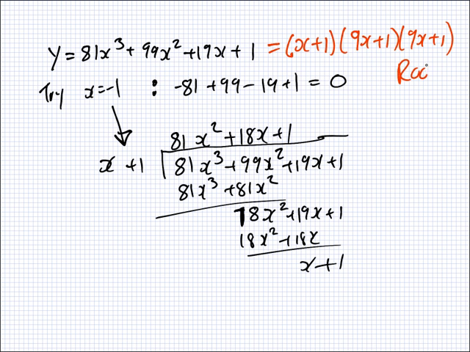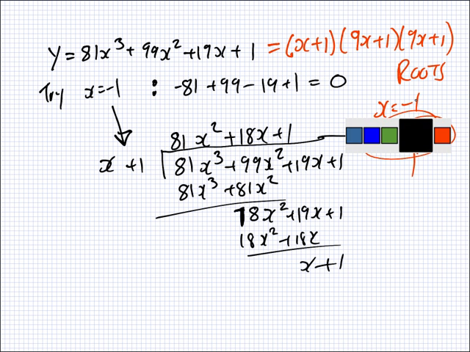Which means the roots are minus 1 or minus 1 over 9. And this one here is what's called a repeated root. You have it twice. It's the same root. So how does the graph look in this case?